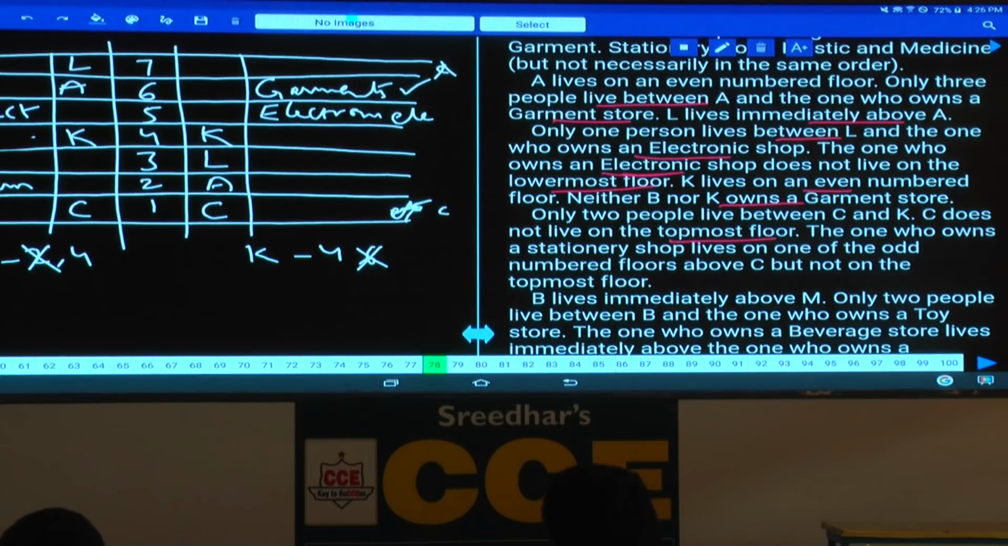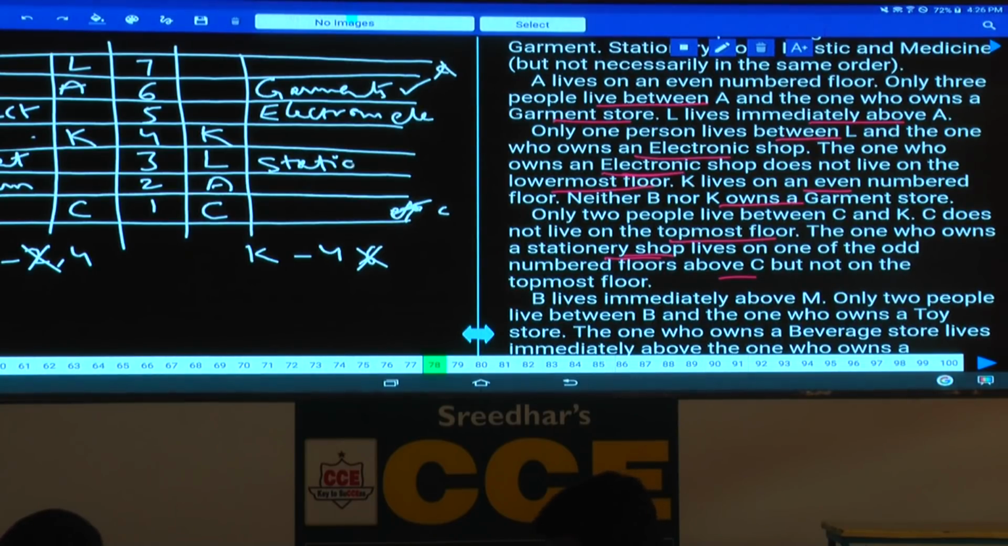And the one who owns a stationery shop lives on one of the odd number floors above C, but not on the top. That means an odd number floor above C, isn't it? The person with the stationery shop is above C. Now above C, the odd number floor must be the 3rd one. In this case also, this is the 3rd one, isn't it? But not on the topmost floor.